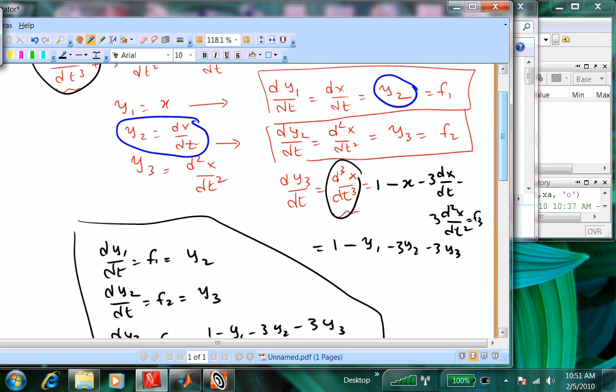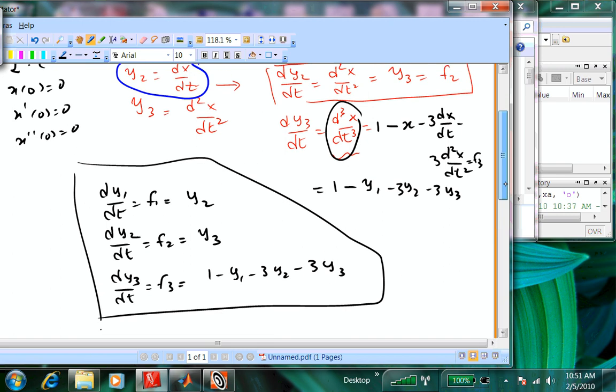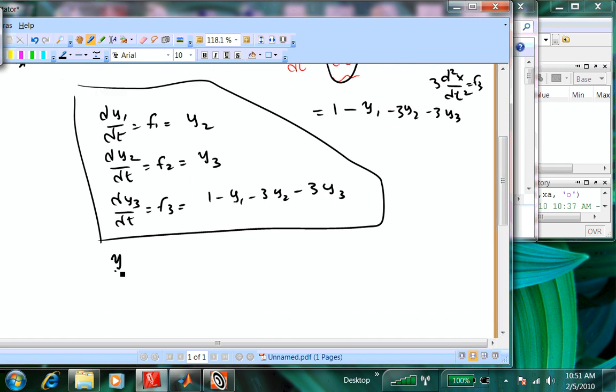All zero. Why? Because y1 is nothing but x. The initial conditions are x at 0 is 0, x prime at 0 is 0, and x double prime at 0 is 0. That gives you all the initial conditions, because x is nothing but y1, x prime is y2, x double prime is y3. So the initial condition vector that you need at t equal to 0 is going to be 0, 0, 0. So y is a vector containing three elements y1, y2, y3.